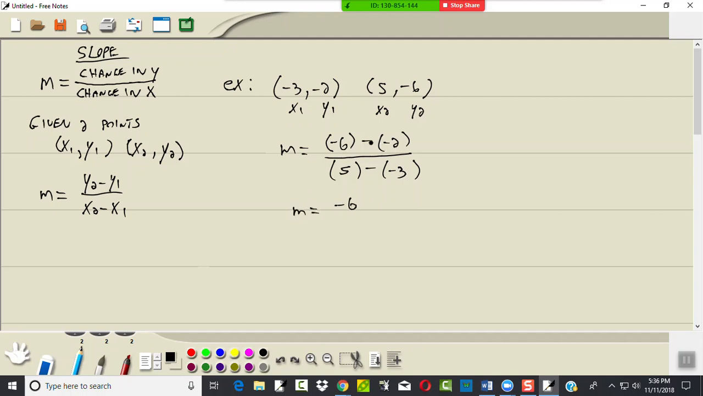Now we simplify. Remember, a negative parentheses negative becomes a positive. So we've got negative 6 plus 2 over 5 plus 3. Negative 6 plus 2 is negative 4. 5 plus 3 is 8, which reduces, top and bottom both divisible by 4, to negative 1/2. And that'd be our answer. Some problems, especially in that real-world application section, you'll have to determine what's your x and what's your y. That's sometimes a challenge. Let me erase this.